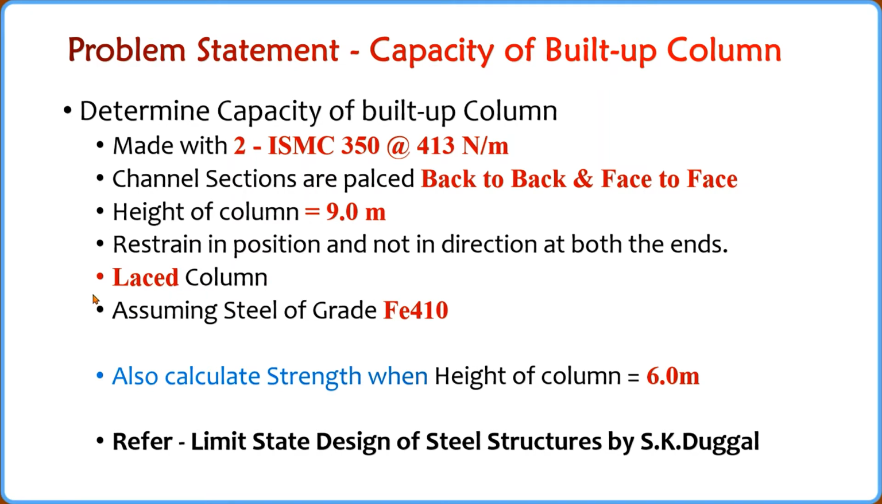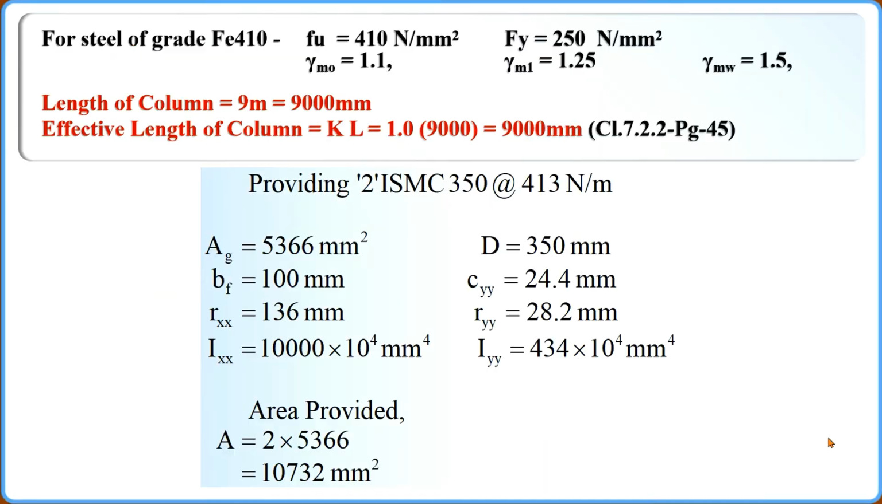As earlier we have seen, the column is a lace column, and here we are going to assume the grade of steel as Fe410. At the end, again we are going to calculate the capacity of the column when the height of the column is 6 meter. For a similar problem we can refer to Limit State Design of Steel Structures by S.K. Duggal. As per the given data, the prismatic properties of two ISMC 350 are as follows.